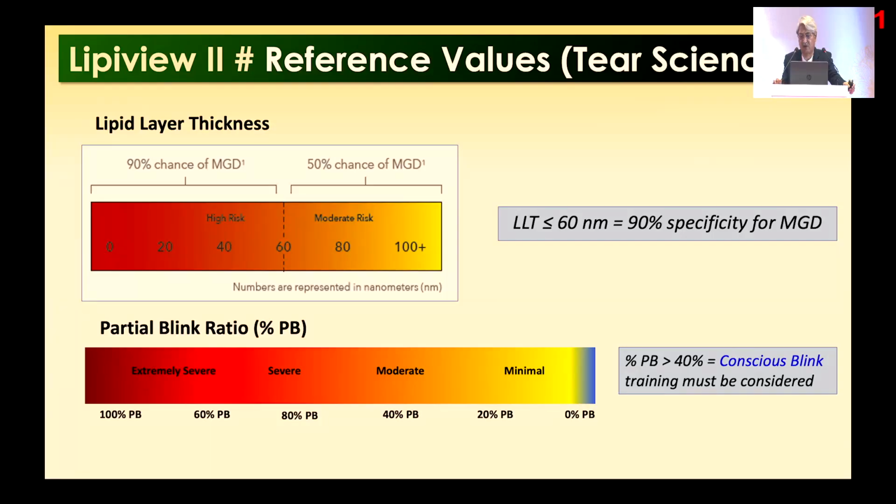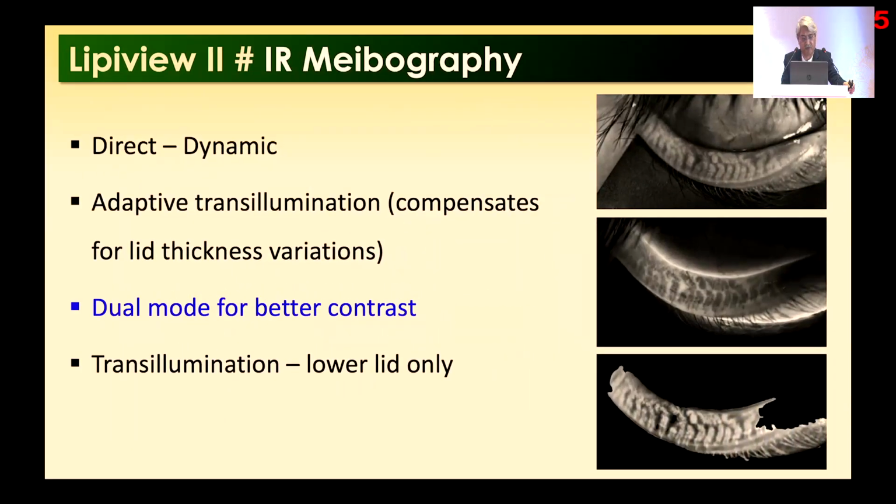This is also how they do the LLT. So if LLT is less than 60, then we need to think about lipid layer thickness. It also gives the area of partial blink rate. So I'll show a typical example.